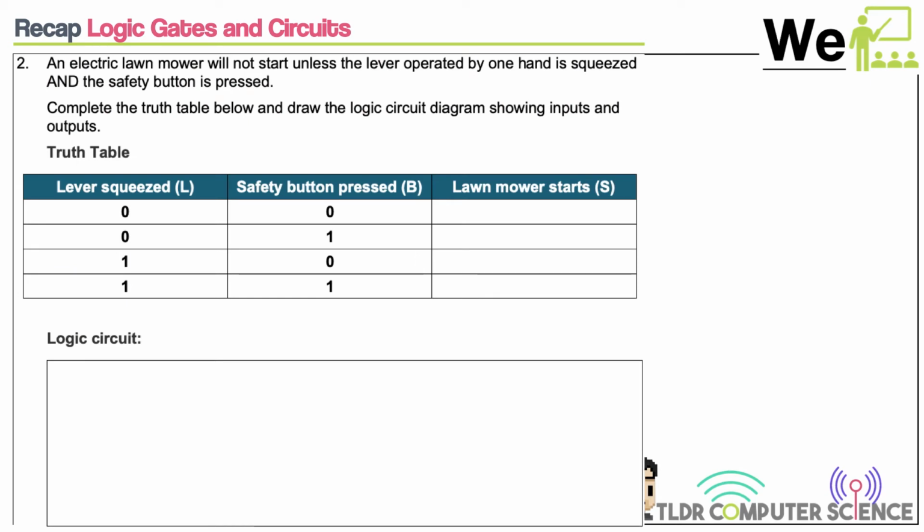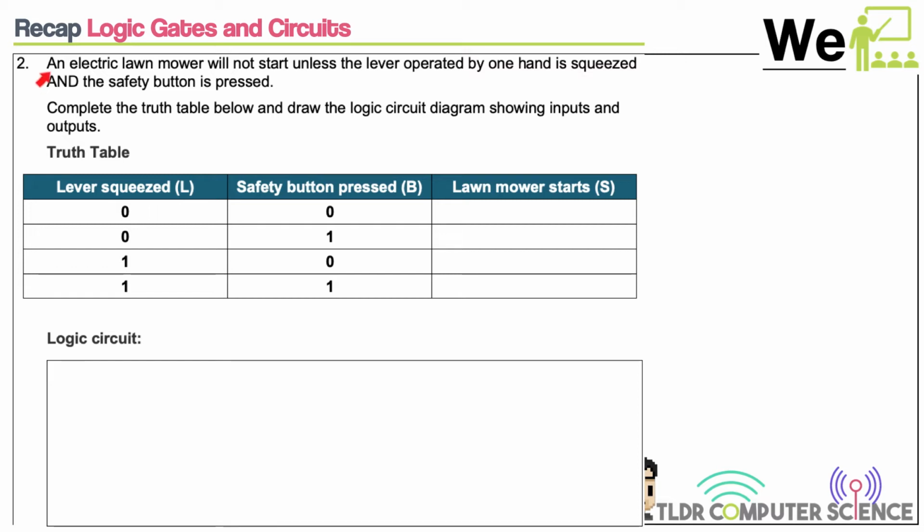This is a very typical logic gates, logic circuit sort of question. What it's asking you to do is understand from this scenario, try and pick out what the different inputs are going to be, and then draw your own logical circuit. So we'll do this together.